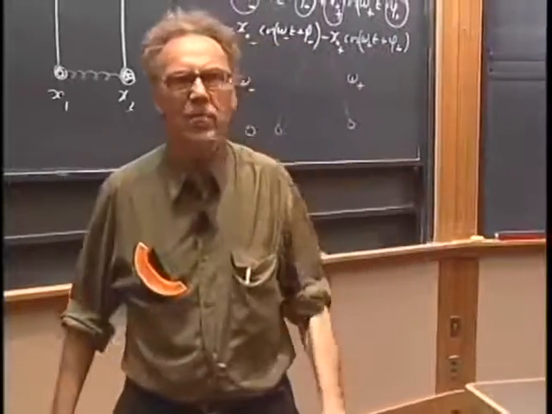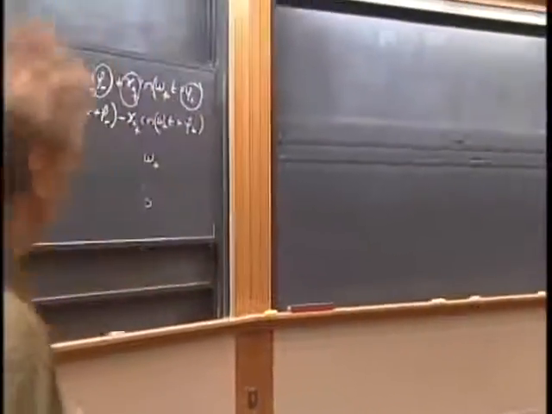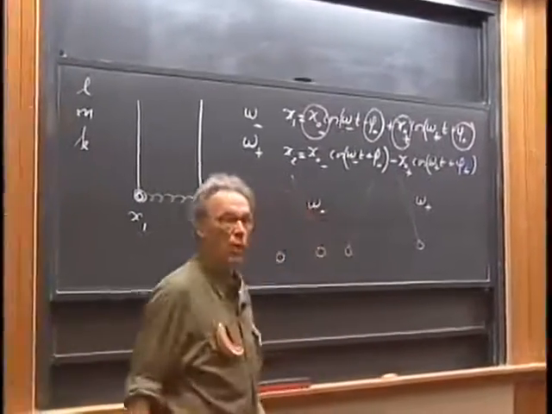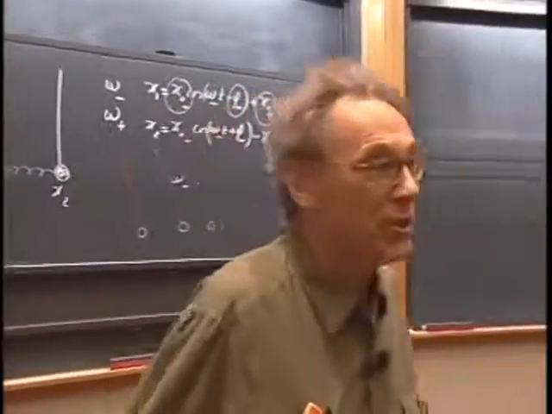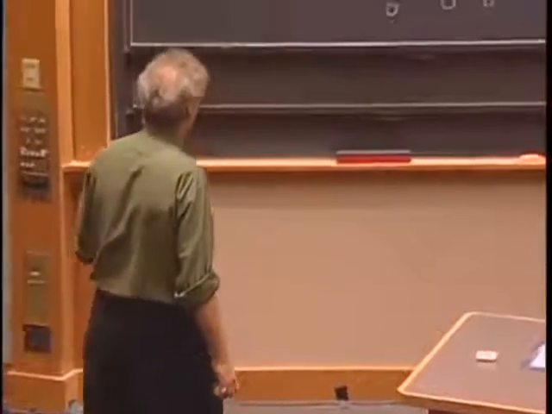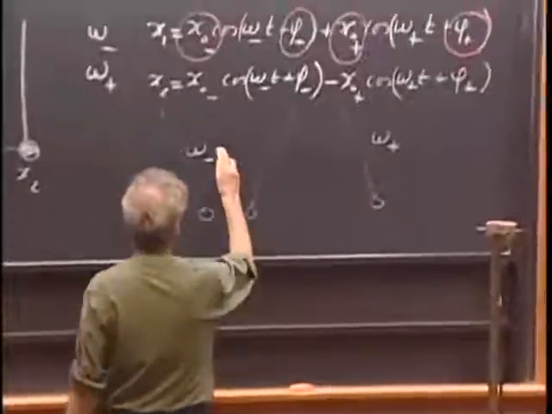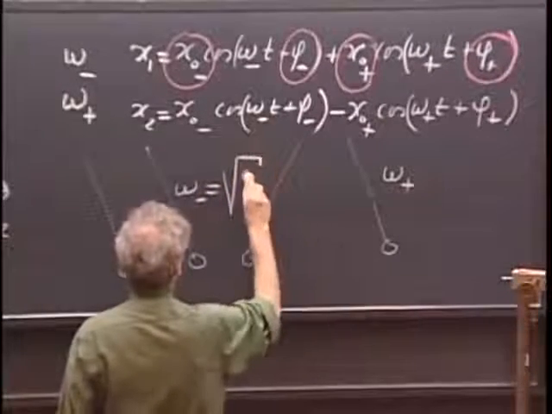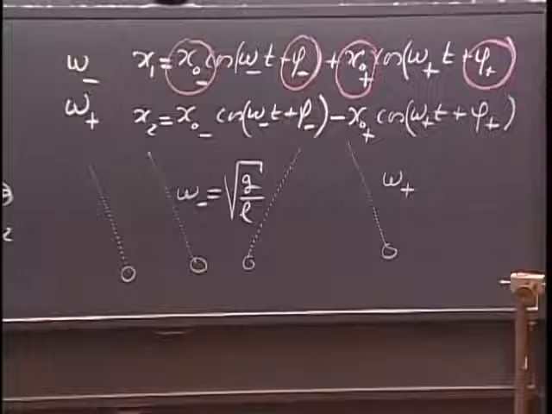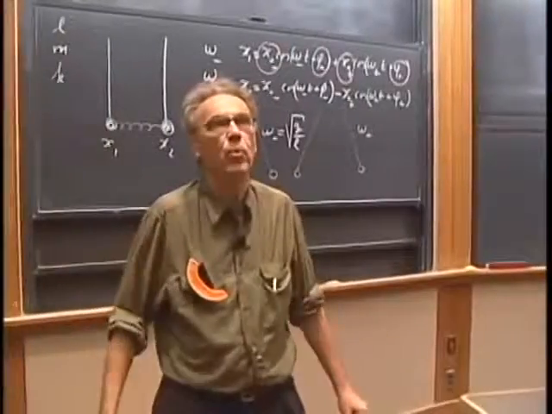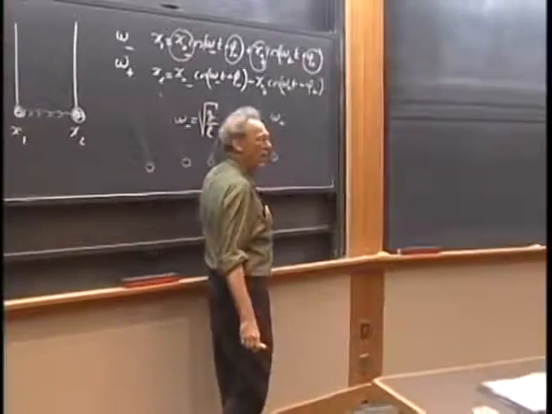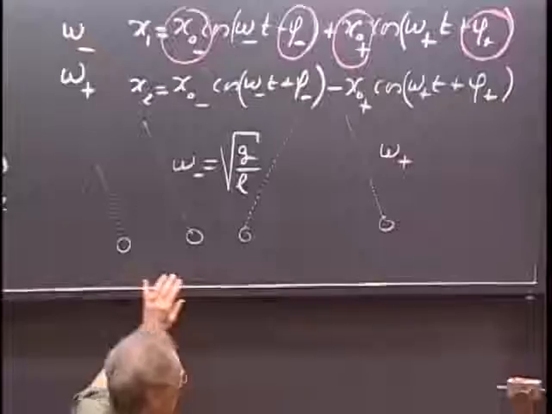It is utterly trivial, without any work, to calculate or to tell you what omega minus is. That's just the frequency of a single pendulum. So that's easy. So omega minus is simply the square root of g over L. There is no spring, right? Each one is doing its own thing, and the spring is never pushing or pulling. But we should be able to calculate omega plus. So let's do that.